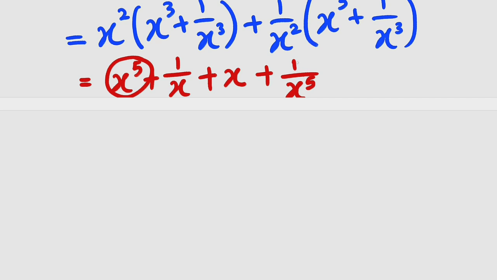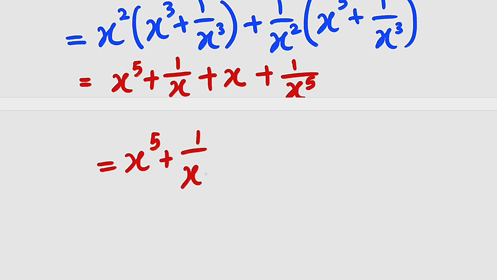You can see we have x to the power of 5 here. We have 1 divided by x to the power of 5 here. So let me connect them. This is the same thing as x to the power of 5 plus 1 divided by x to the power of 5. Then plus, you can see this is x plus 1 divided by x.